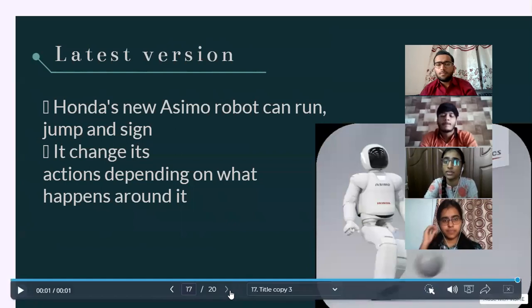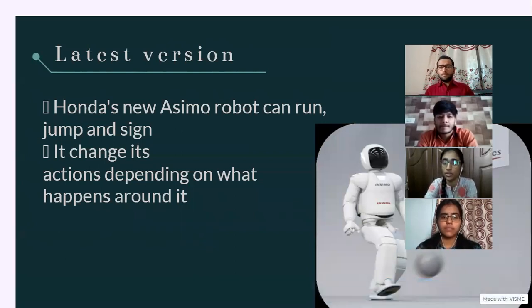One such great invention is Asimo, a humanoid robot created in 2000 by Honda. Asimo stands for Advanced Step in Innovative Mobility. In 2011, the latest version was introduced with the world's first autonomous behavior control technology. Next, please.